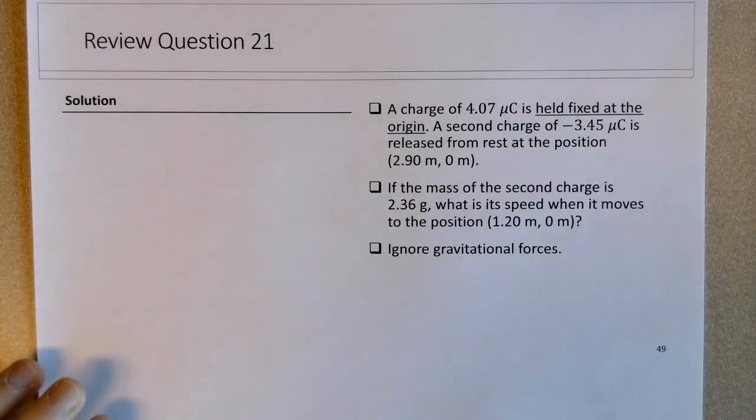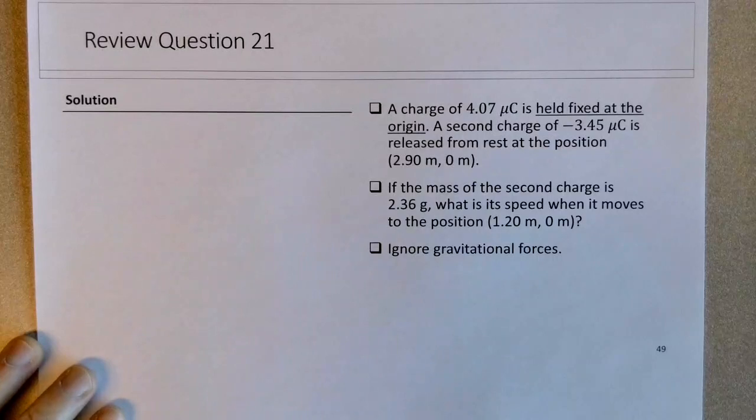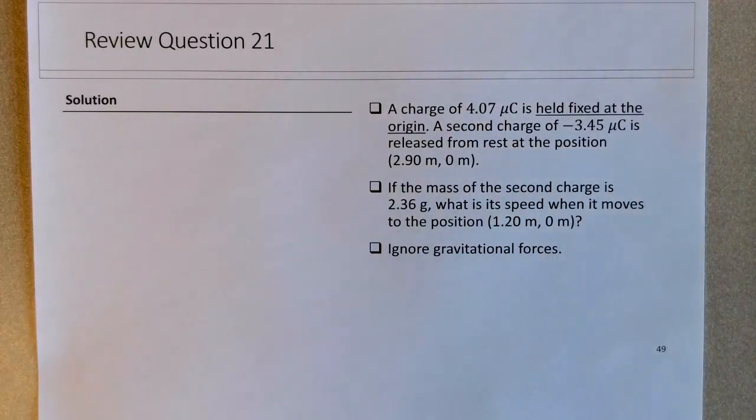Okay, so in question 21, we've got a point charge system. A charge of 4.07 microcoulombs is held fixed at the origin. A second charge of negative 3.4 microcoulombs is released from rest at the position of 2.9 meters. So the negative charge will accelerate towards the positive charge, being attracted to it. The mass of the second charge is 2.36 grams. What is its speed when it moves to the position 1.2 meters, 0 meters?